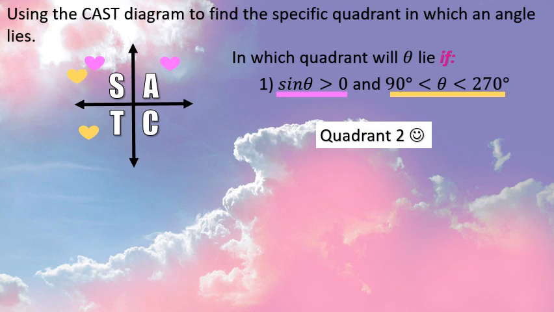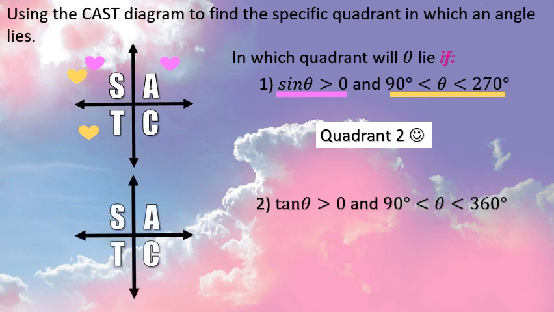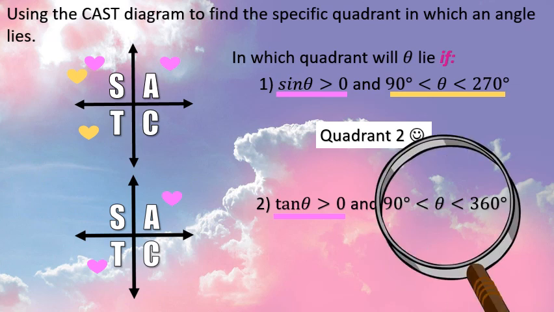Let's give another one a go. What if now tan theta is positive and theta is bigger than 90 but smaller than 360? Sketch the CAST diagram to help you. Then let's look at piece of information number 1. Tan theta is greater than 0. So place a pink heart in every quadrant where tan is positive. Quadrant 1 and 3.